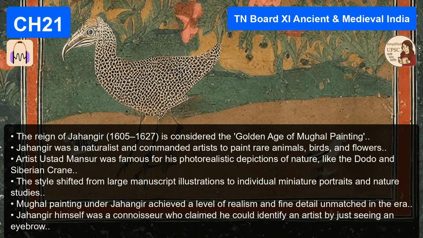He also ended the Jharokha Darshan, right? The practice of the emperor appearing to the public from the balcony. Yes, he felt it was un-Islamic, too close to idol worship.